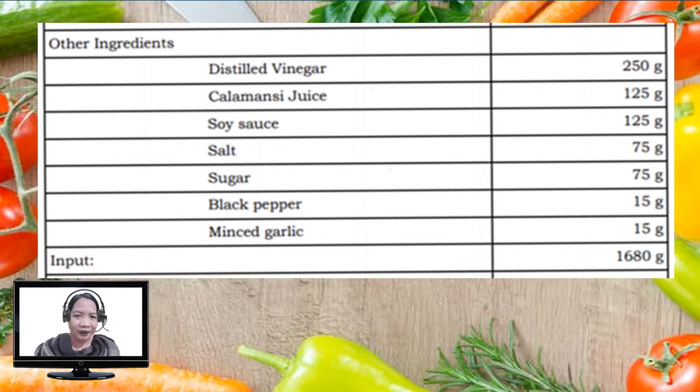Next, listed are the other ingredients needed for the pickled marinated milk fish and their corresponding weights. And the total input is 1,680 grams. So again, input is the actual amount of ingredients needed for the product.